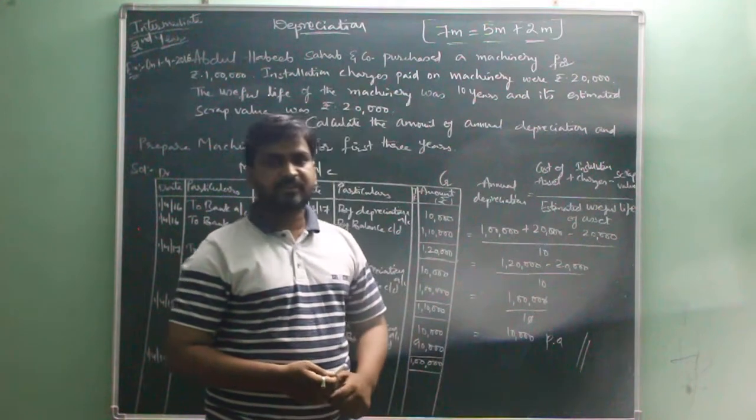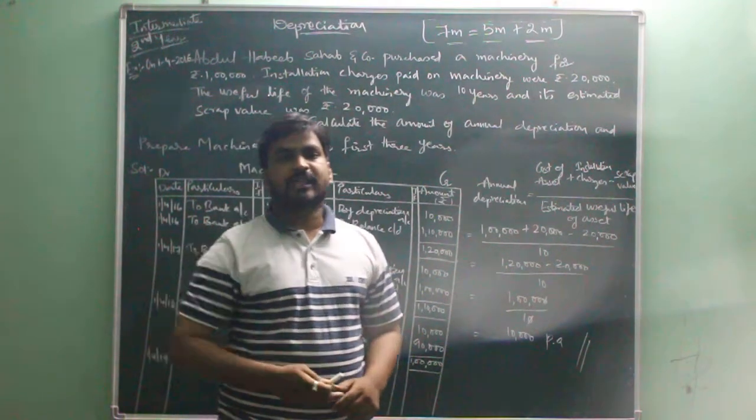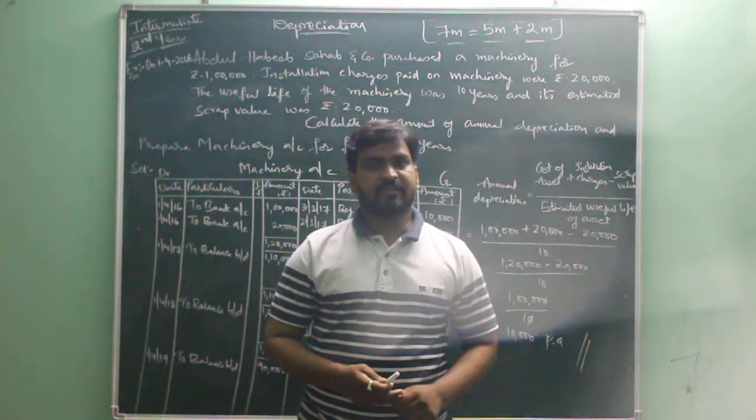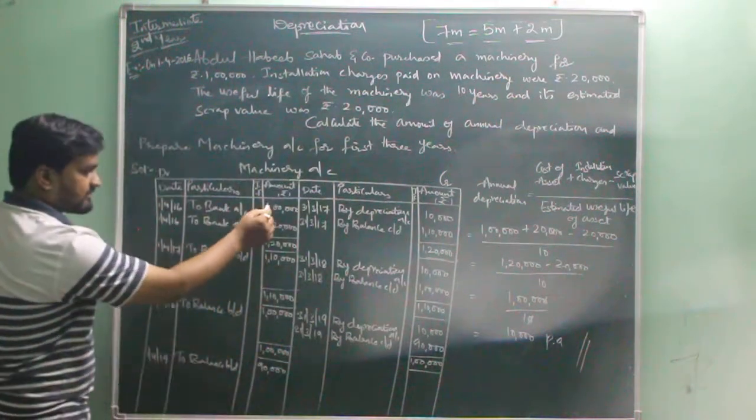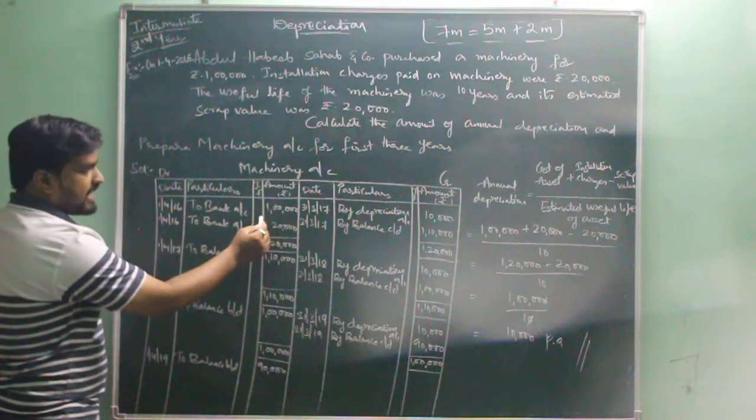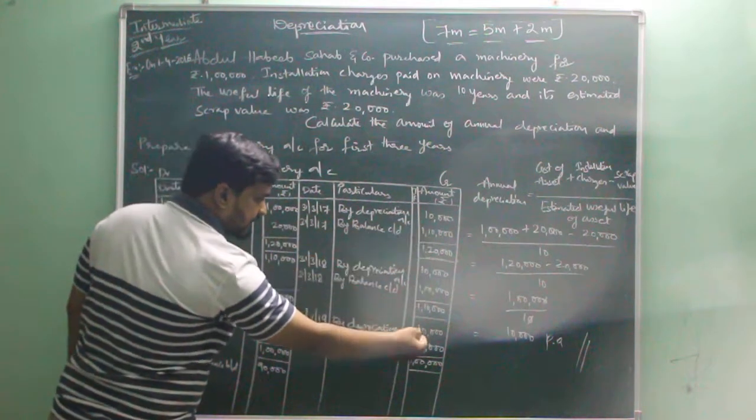Then the annual depreciation that is to be provided every year on the machinery is 10,000. तो हम क्या कर रहे हैं यहाँ पे, जो मशीन 1 लाख में खरीद रहे, 20,000 इंस्टॉलेशन पे कर रहे, हर साल उसमें से 10,000 कम करते हुए जा रहे हैं.